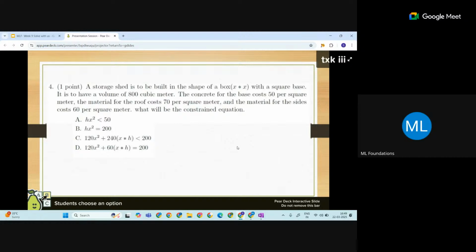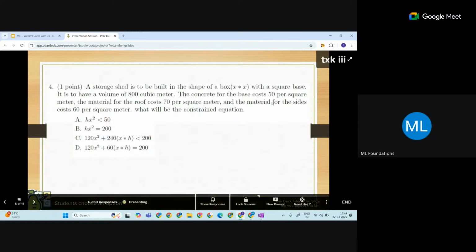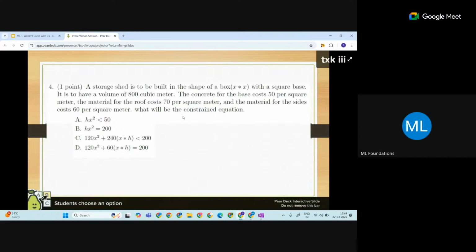How could this be? This hx square is less than 50. Yeah, this part. I don't know how it could be. This is a missing question. We spent time here also. Let's do the next problem.